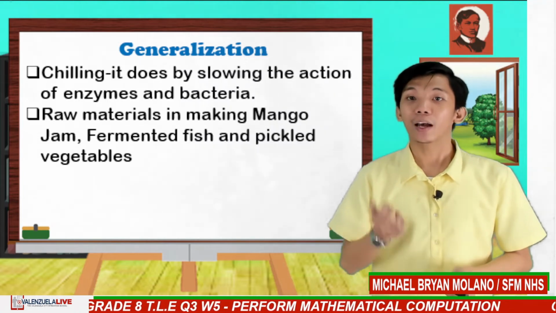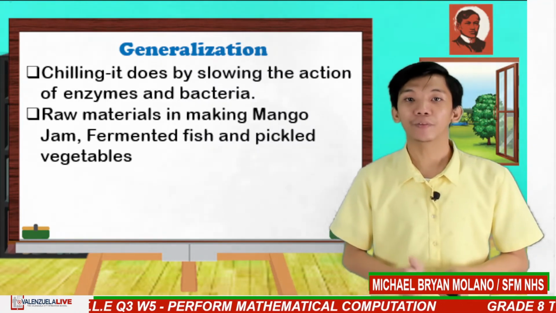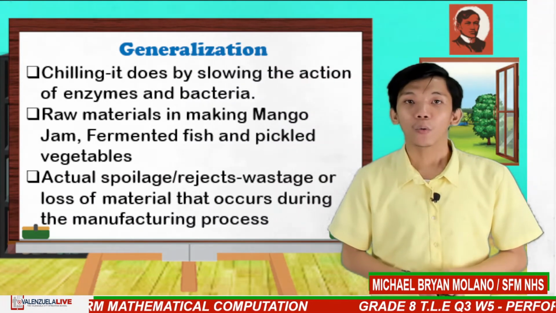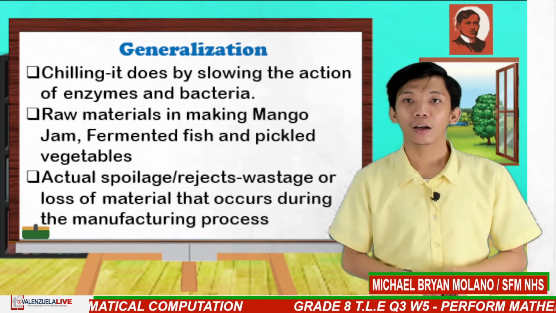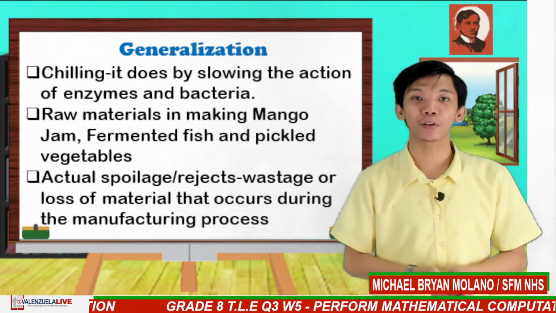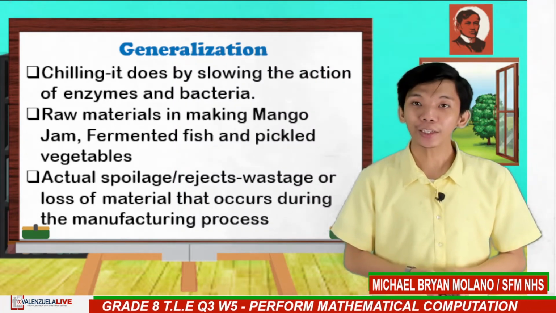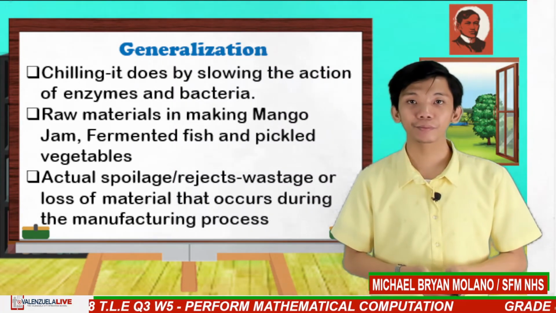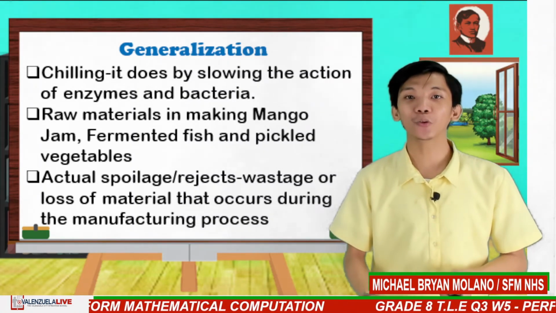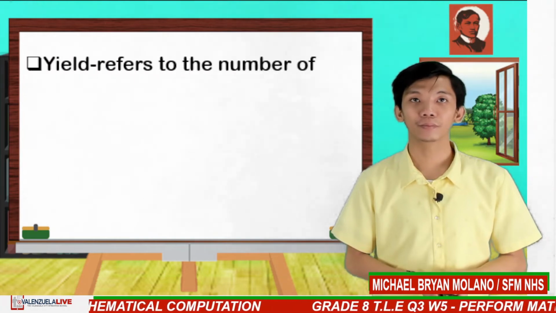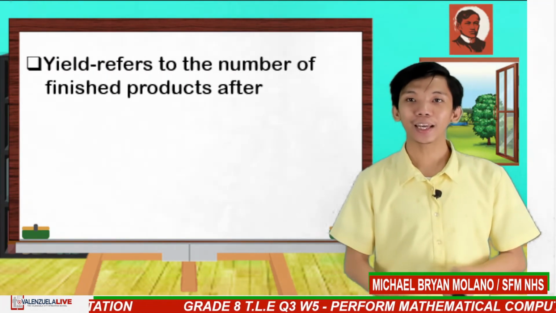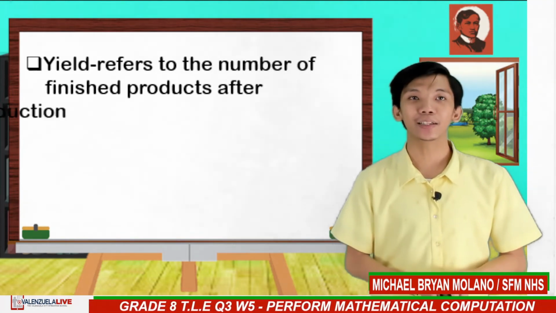make a mango jam, fermented fish, and pickled vegetables. We have also discussed different raw materials to make a mango jam, fermented fish, and pickled vegetables. We also defined actual spoilage or rejects, wherein it means that it is any waste material released due to normal processing. And lastly, we have discussed what is yield and the formula in getting the yield percentage.